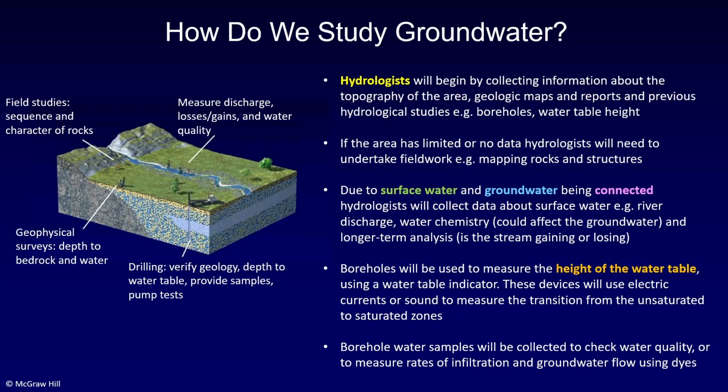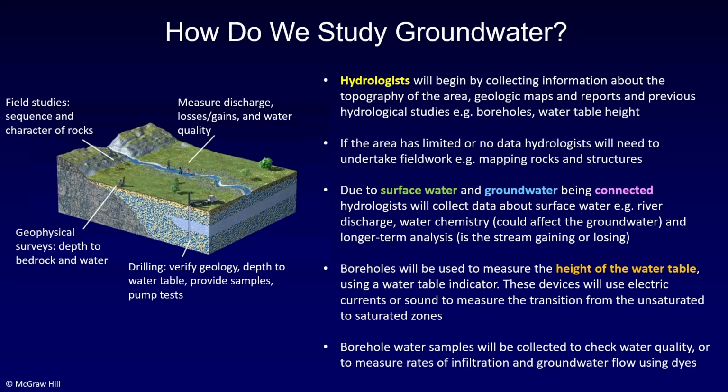Now, if the area has limited data or no data about it, the hydrogeologists will have to undertake field work to get a better idea of what's happening in the subsurface. So they might have to go out and map rocks, they may have to look for structures, they may have to take water samples, etc. And so this is going to give them some idea of what's happening to the rock layers underground.